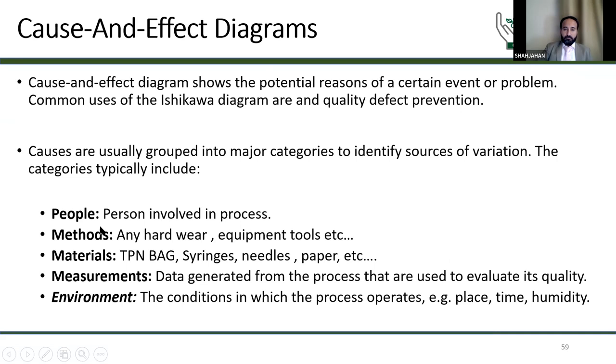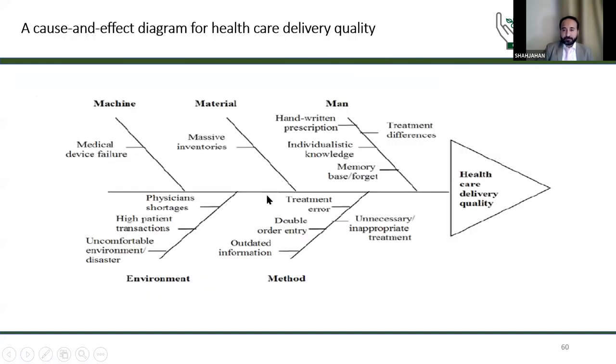We will use these five things: people, the persons involved in the process; methods; any hardware, equipment, or materials, like TPN bags, syringes, needles; measurement, the data generated from the process; and environment, the conditions in which the process operates. So we will look at all these issues. See in this picture, we have a problem in healthcare quality. So why is this problem coming?